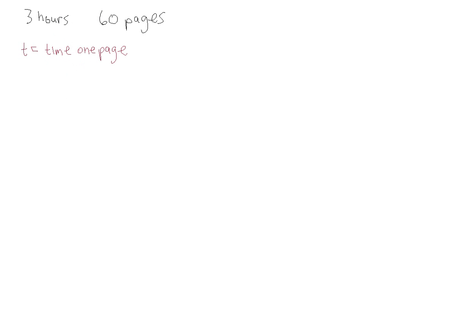So how we can interpret this is 3 hours is 60 times the time it takes to read one page. So we can set up our equation as 3 hours equals 60 times the time it takes to read one page. Okay, so here's our equation, and we simply solve it straightforward.